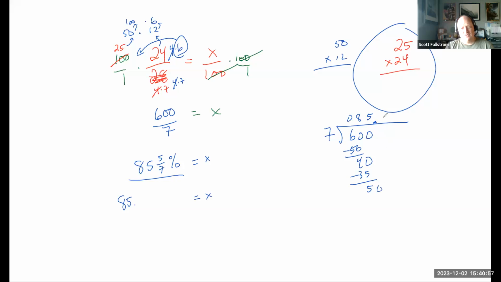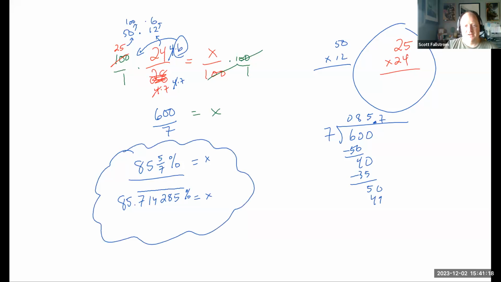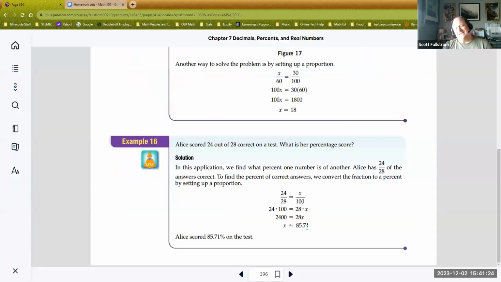5/7. If you do this division, 7 times 7 is 49. And this is the one we saw in class with the beautiful little bracelet that you made, or at least I hope you made. 7.1428.5%. Either one of these would be perfectly fine as your final answer. Now, if you go back and take a look at what the book had down, they said it's about 85.71. All right. Yeah, it is about 85.71. But you should be able to find the exact value.